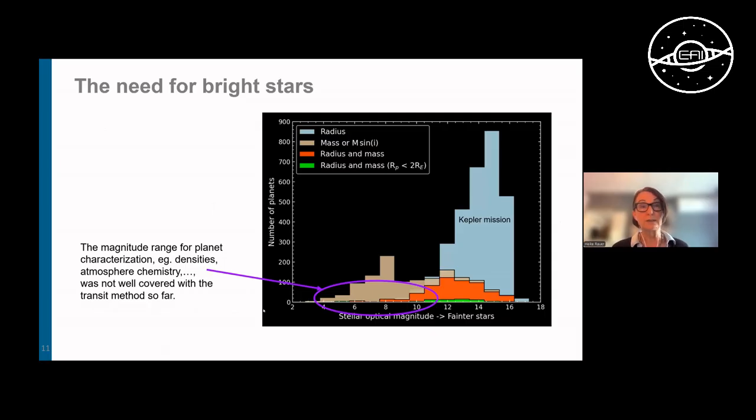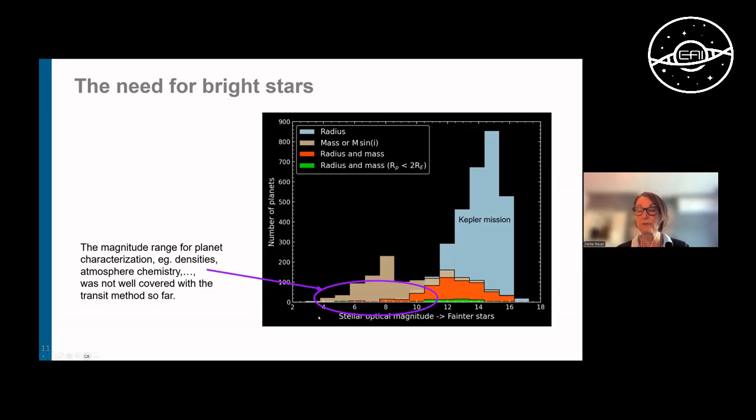So why don't we have more planets with a measured mass and radius? Why are we in this situation? Well, that's actually a matter of the various detection methods, the sensitivity of the methods, and the sensitivity of the instruments that have been used in the past. The radial velocity method, in this histogram, which shows the number of detected planets versus the optical magnitude of the stars. So fainter stars are on the right and brighter stars are on the left.